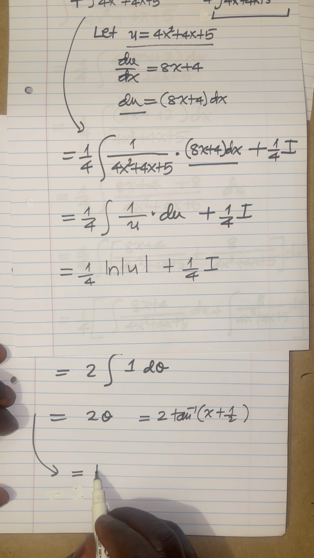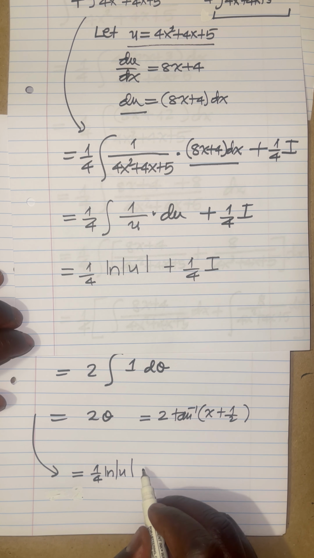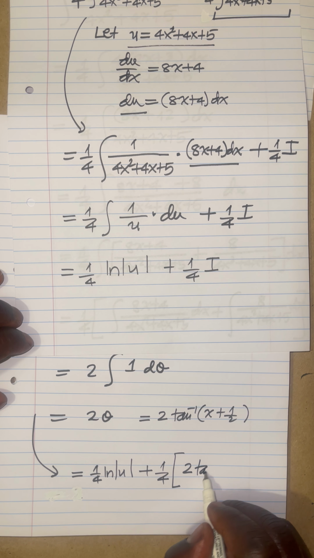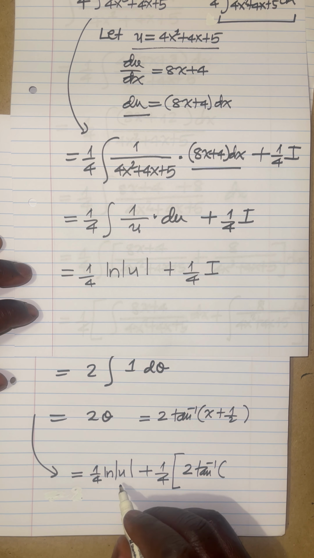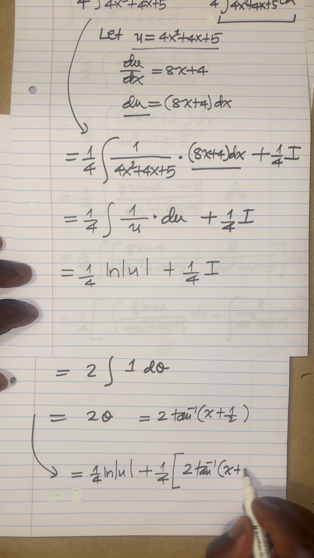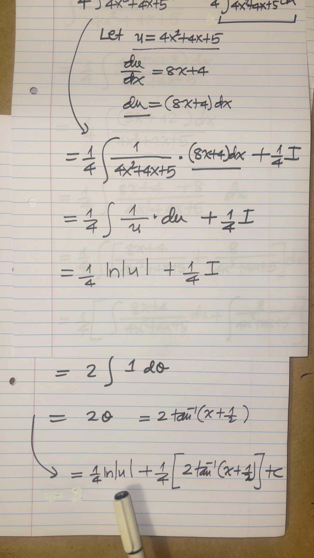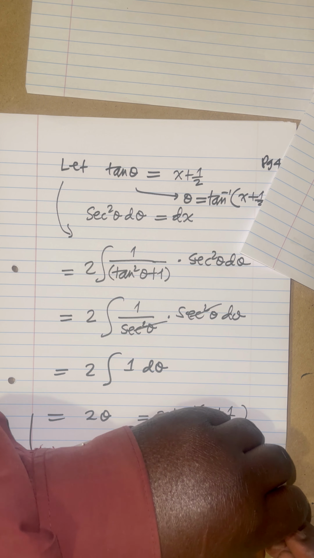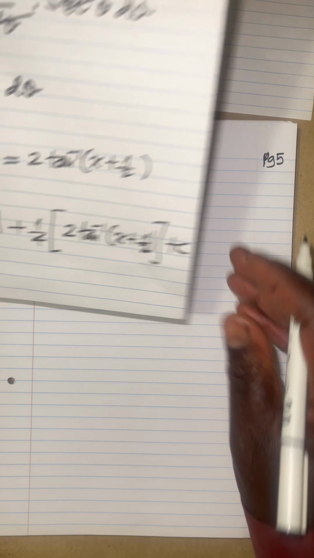So this is equal to 1/4 natural log of u, that part, and then I'm going to say plus a quarter, open brackets, 2 tan inverse of, luckily here we have our x already. We're just going to have to change that. So we have x plus half, and then now I must say plus c. But we must get rid of this u here, taking us to our final page. So moving to our final page, which is page 5.